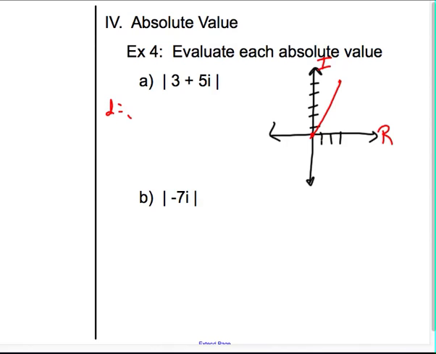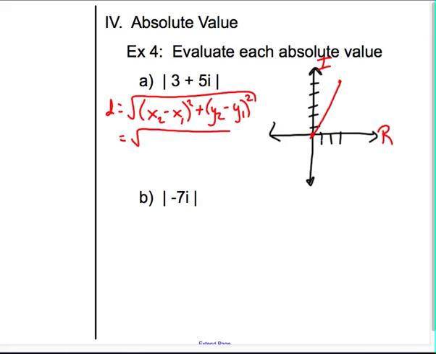So the distance formula, to jot that down again, is x2 minus x1 quantity squared plus y2 minus y1 quantity squared. Our x values are our real numbers. So our first real number is 3, and the origin is 0, 0. So we've got 0, 0i. Plus our second piece, our imaginary part, is 5i minus 0i quantity squared.